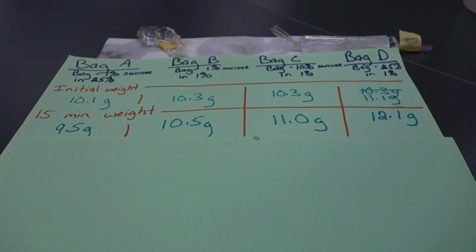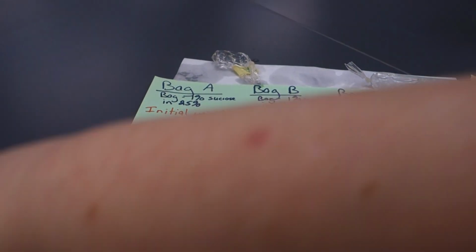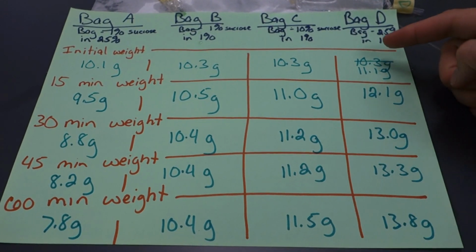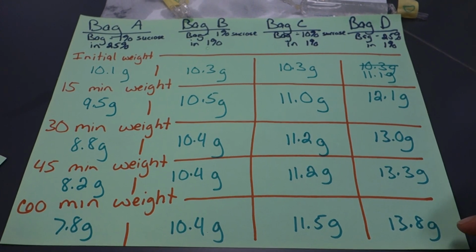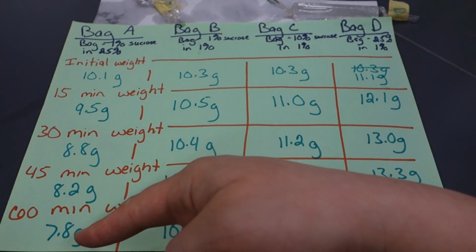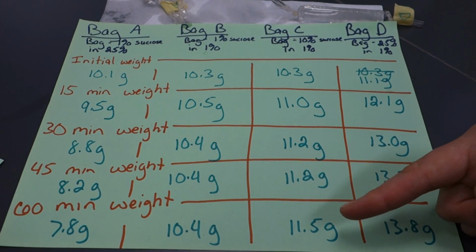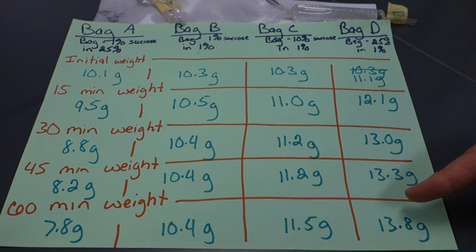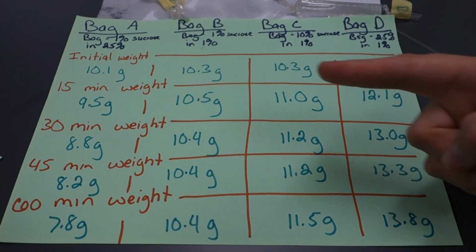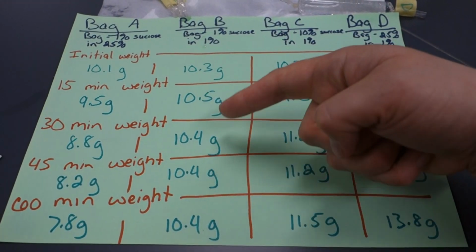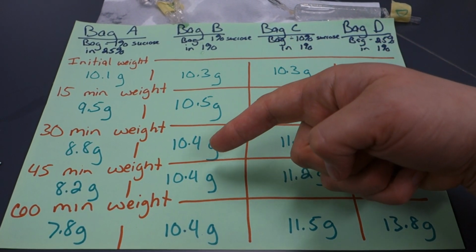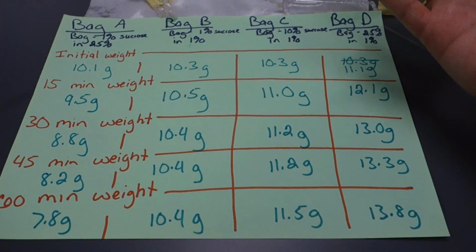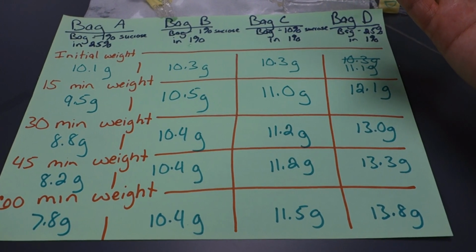So if we look at the numbers, you can see that over the course of the 1 hour, bag D continued to gain more and more weight. Bag A continued to lose more weight. Bag C did gain some weight, but not as much or as dramatically as bag D, because remember, bag D has a higher concentration gradient to start with. And then bag B did equal out, right? It did start at 10.3. It gained a little bit, but then it equalized. That equilibrium shows that this got to an isotonic environment pretty quickly.